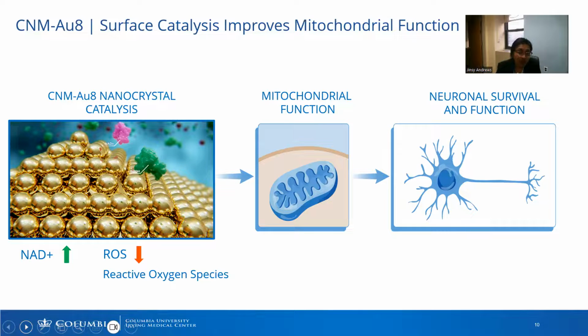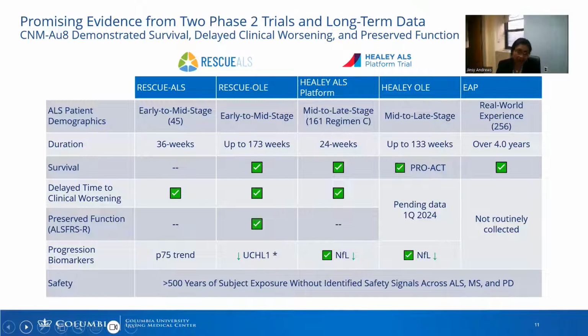So if you can go to the next slide, this is just a summary slide of all of the trials that have been completed. So there were 2 phase 2 studies that were completed, Rescue ALS and also the HEALEY ALS Platform Study with CNM-AU8, and it provided some evidence that we did need to move forward the 30 milligram dose. And there was some rationale in expanding its access to a broader population of people living with ALS.